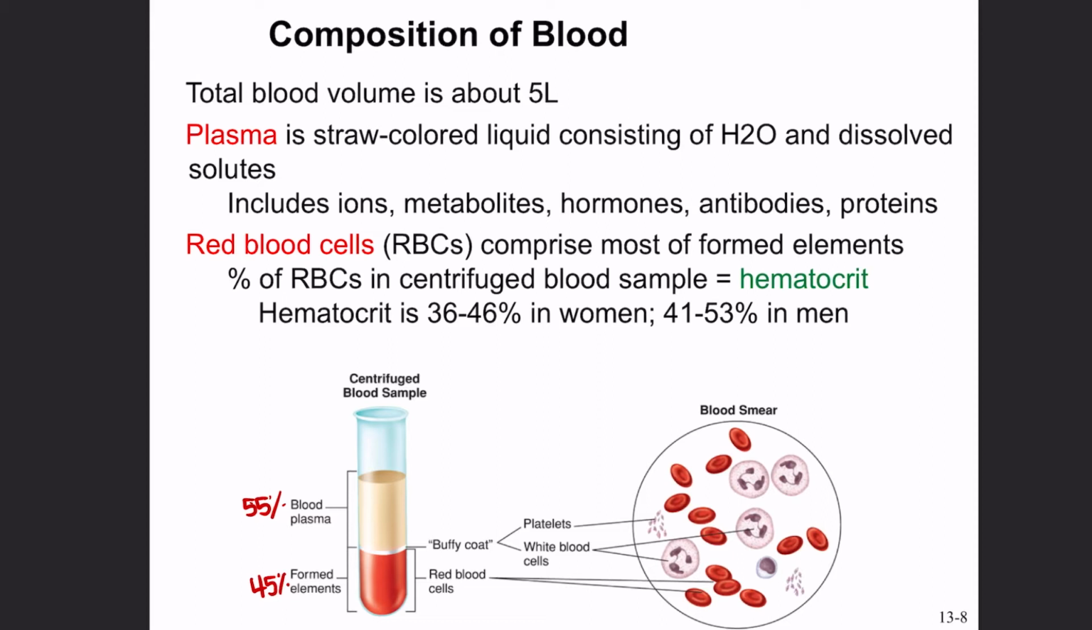So the plasma is this fluid right here, which consists of ions like sodium, potassium, calcium, hormones, maybe things that we metabolize like glucose, proteins, nucleic acids, antibodies, and even waste products like drugs. Maybe someone can take a drug test from giving their blood. Red blood cells make up the majority here, and as a whole, when you centrifuge it, this is called the hematocrit. So hematocrit is about 36 to 46% in females, about 41 to 53% in males.